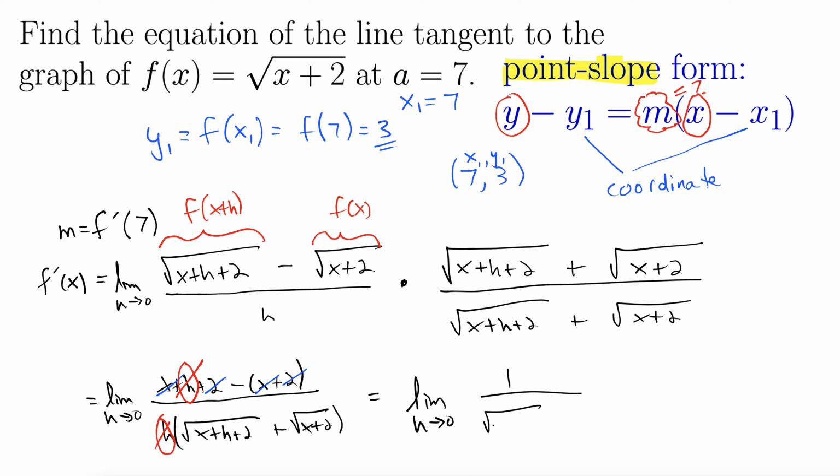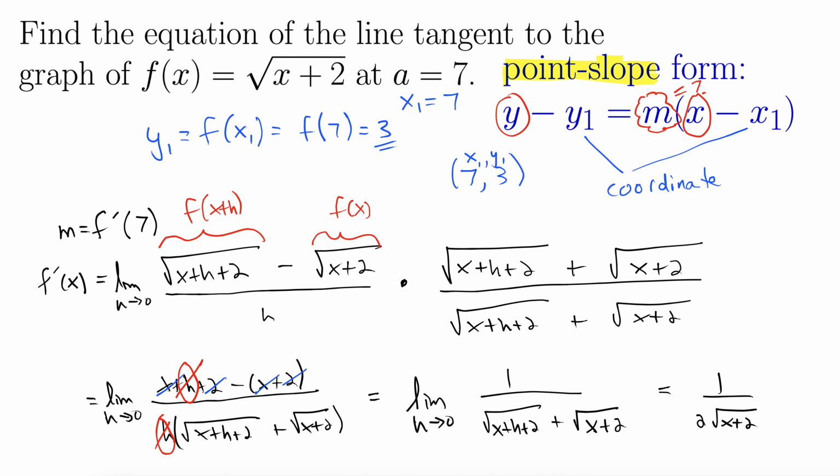Down below we have the square root of x plus h plus 2 plus the square root of x plus 2. And now we can let h go to 0. We simply plug in 0 for h because it's continuous at that point. And we get our final derivative of 1 over 2 rad x plus 2.